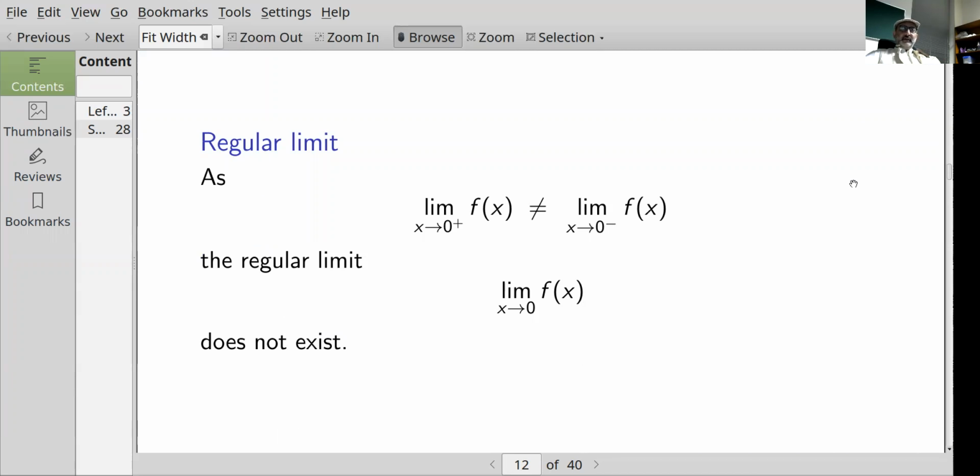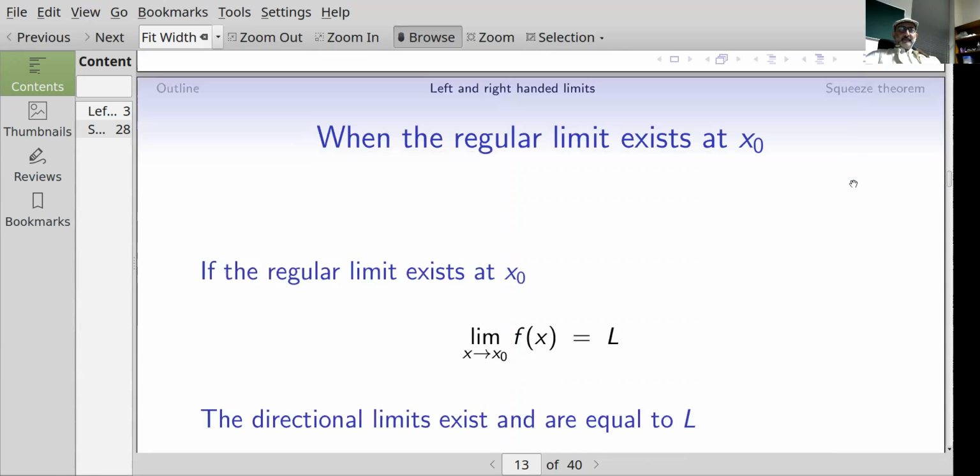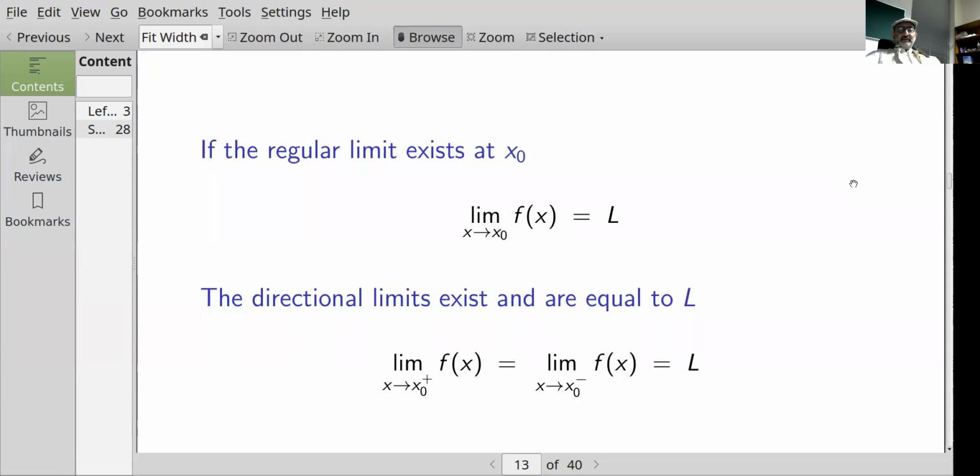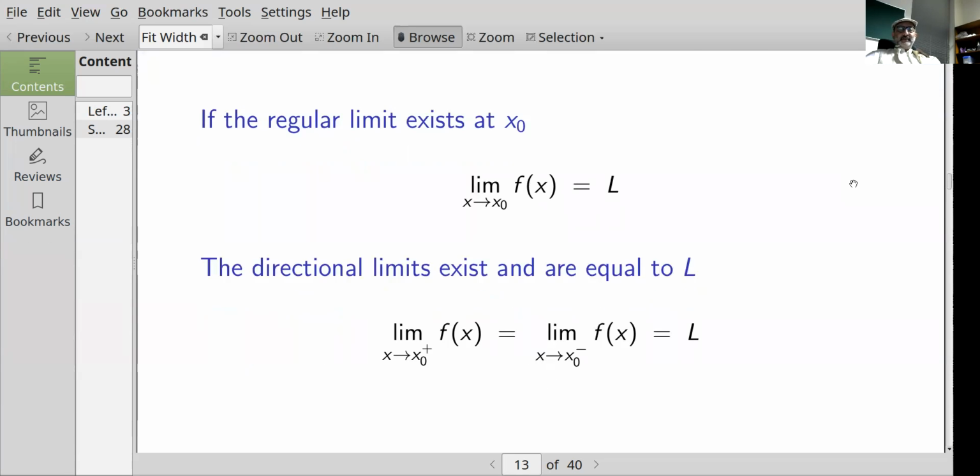Right? So, as the limit as x goes to 0 from the right of f of x is not equal to the limit as x goes to 0 from the left of f of x, the regular limit as x goes to 0 of f of x does not exist. Okay. Supposing that the regular limit exists, then what can we say about the directional limits? If the regular limit exists at x naught, that is, the limit as x goes to x naught of f of x is equal to L, then the directional limits do exist, and both of them are equal to L.